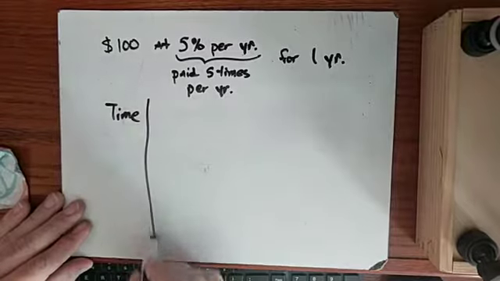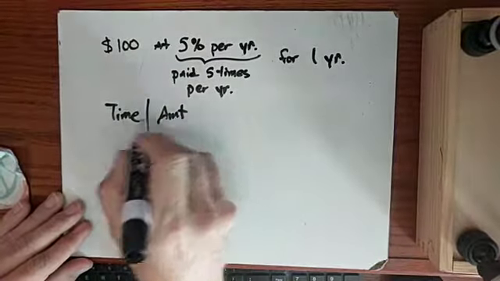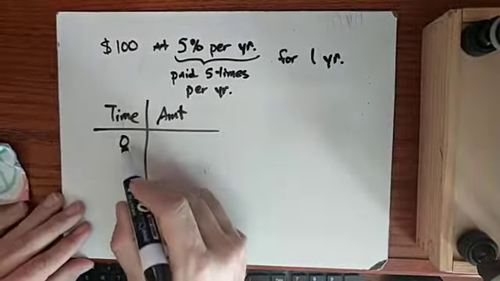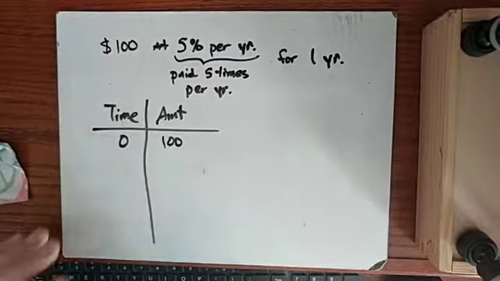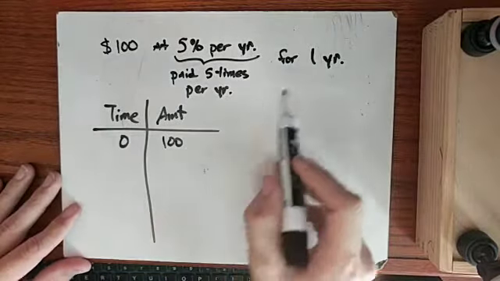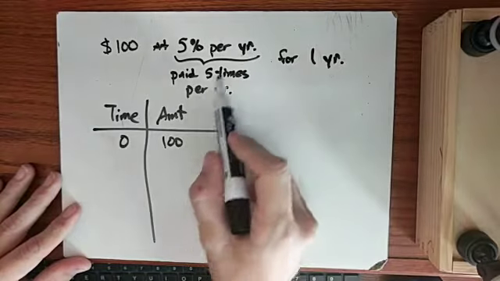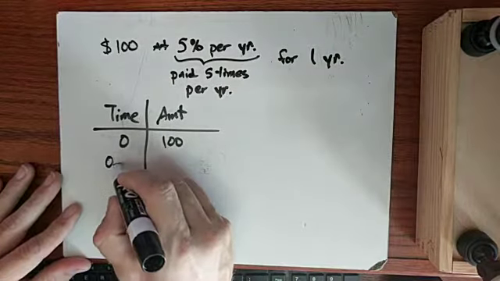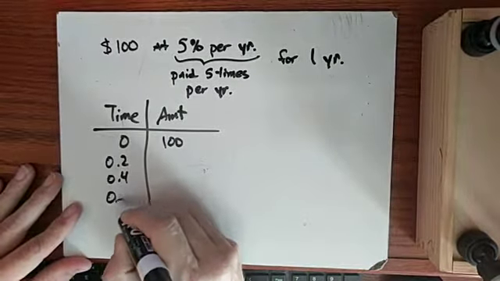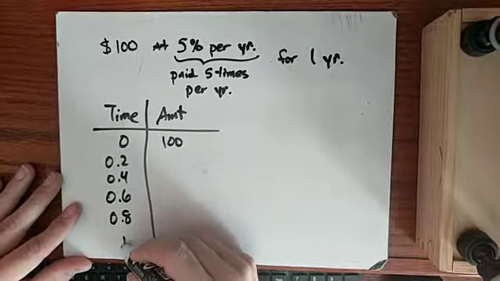Now we have our first year split into 5 increments. So at year 0, we have $100. We just put the $100 in the bank. But what we're going to do is take that 1 year and divide it up into 5 little increments. So 0.2, 0.4, 0.6, 0.8, 1 year.